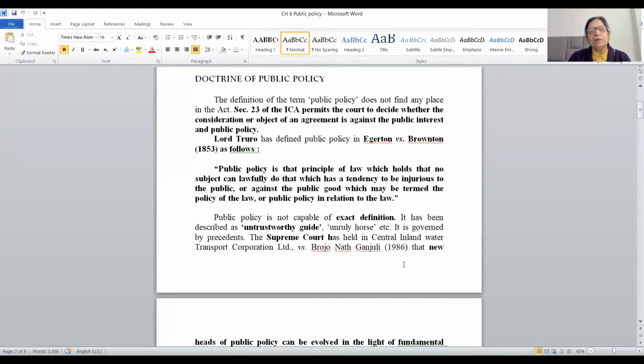Public policy is that principle of law which holds that no subject can lawfully do that which has a tendency to be injurious to the public or against the public good, which may be termed the policy of the law or public policy in relation to the law. So public policy is not capable of exact definition. It has been described as an untrustworthy guide or unruly horse, etc.